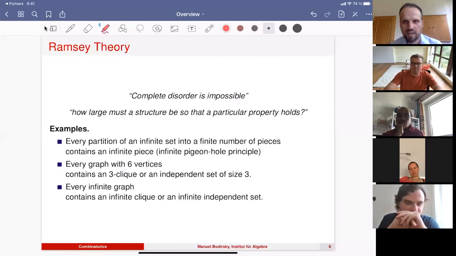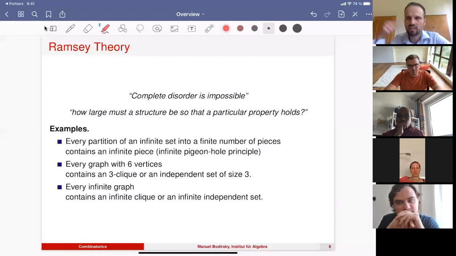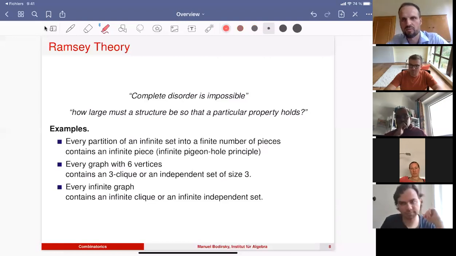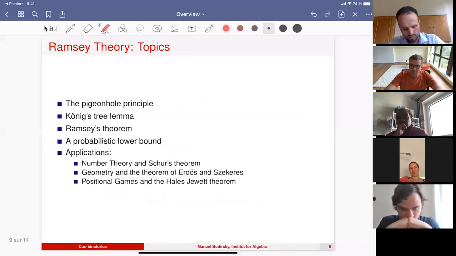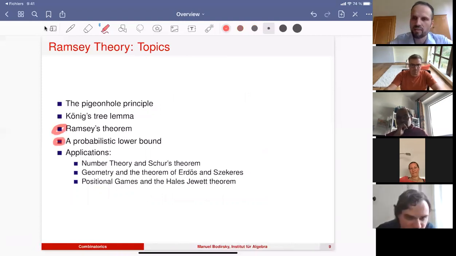Another concrete Ramsey type statement is that if you have an infinite graph, it must either contain an infinite clique where every vertex is connected with every other vertex, or an infinite independent set where no vertex is connected to any other vertex. These are typical examples of Ramsey statements and special cases of Ramsey's theorem. So what will we prove here? We'll prove Ramsey's theorem. There are important cross connections with the probabilistic method, because to construct lower bounds for Ramsey type statements, you very often need probabilistic methods.